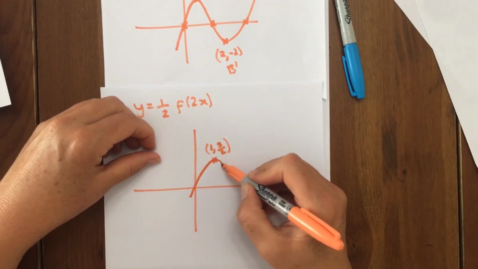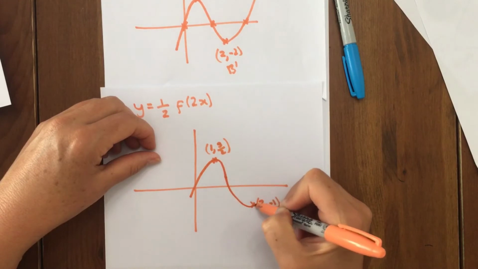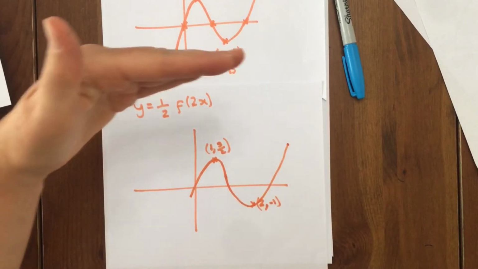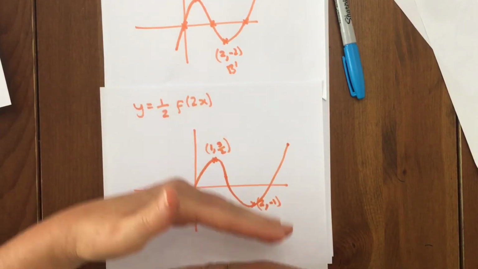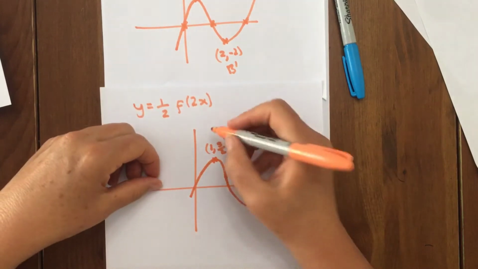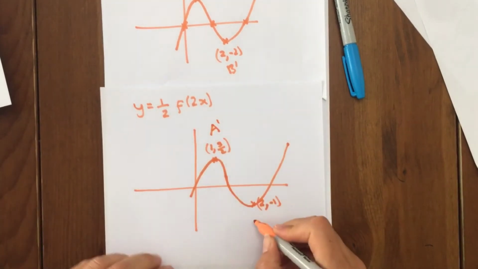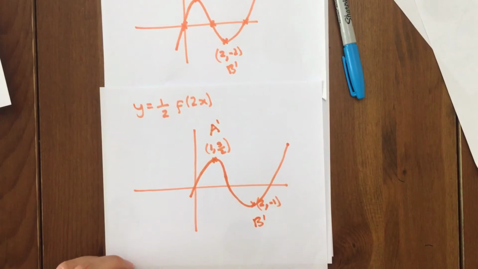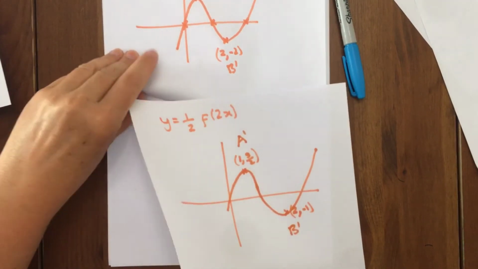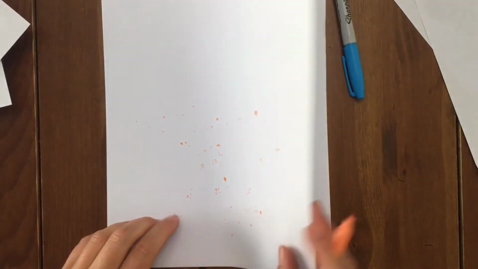And so my whole graph comes in on itself. It's squashed in by a scale factor of a half. So this is my new graph. Okay? Right, that's a difficult one. Go through that again if that didn't make sense to you.